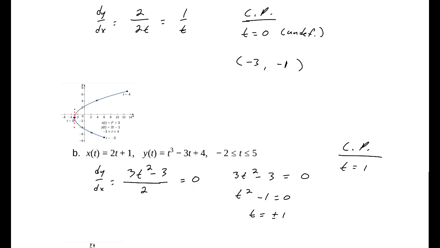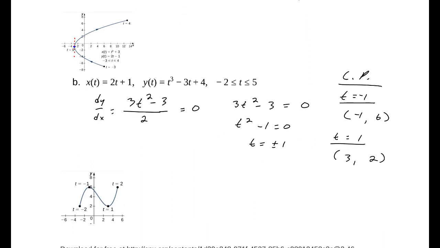Alright, so t being equal to -1 and t being equal to +1 are going to produce 2 points. Evaluating at -1, we have -1 for x, and y evaluating at -1 is 6. (-1, 6) is our first critical point. Evaluating at 1, we get a point of 3, comma, 1 minus 3 plus 4, that should be 2, so (3, 2). There are our critical points, and checking that with our graph, we see the point (-1, 6) is a local maximum. It's absolutely a local extremum. And the point (3, 2), same concept, we have a local minimum there.